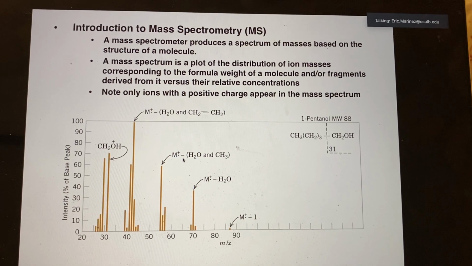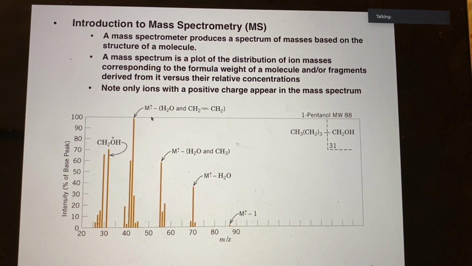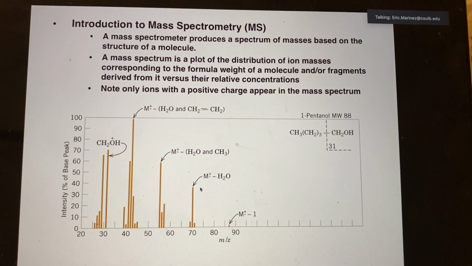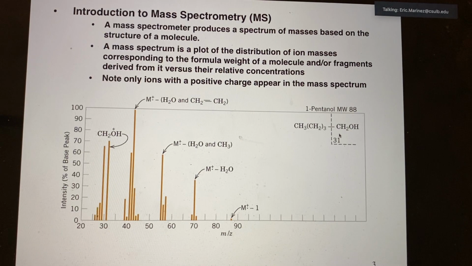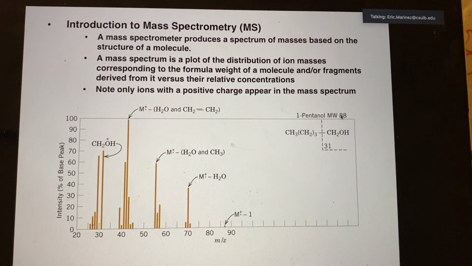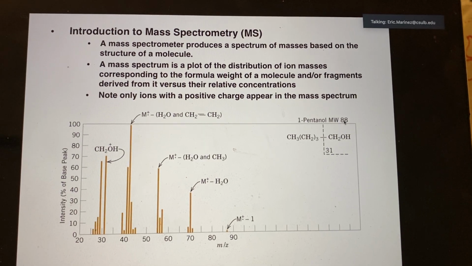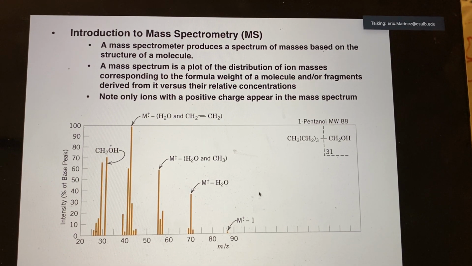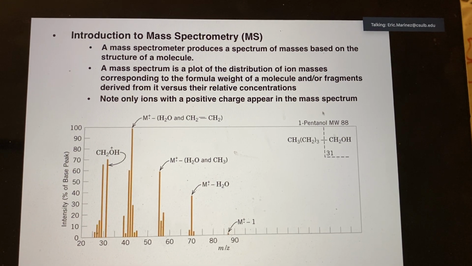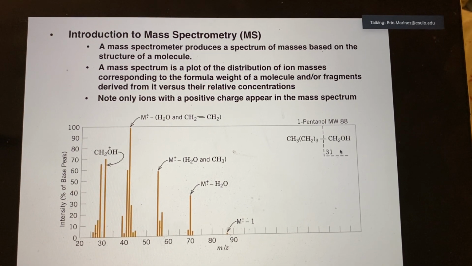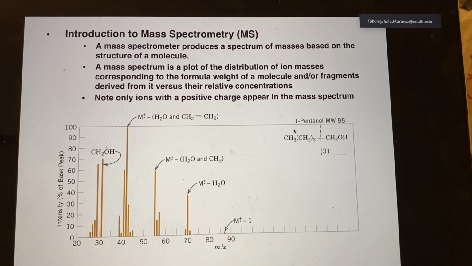Now, what's very predictable is often these larger peaks. Okay? So you can see that there's a mass that corresponds to losing water. If I take 88 and subtract water, 18, I get a mass at 70. So somehow we're going to have to learn how this molecule loses water under this technique.